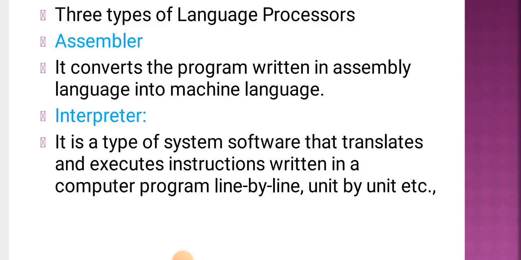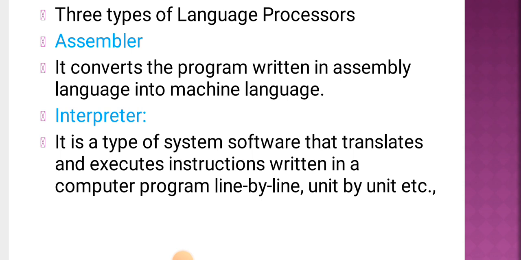Now interpreter. It is a very popular translator in all the programming languages. We are using this interpreter only. It is a type of system software that translates and executes instructions written in a computer program line by line or unit by unit, etc. So what is meant by interpreter? So interpreter is like a system software, that is a set of instructions, and what it is doing is translating the programs line by line.